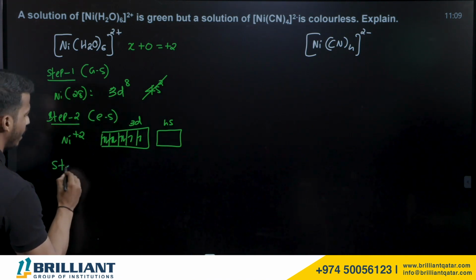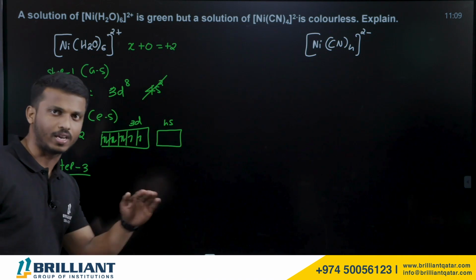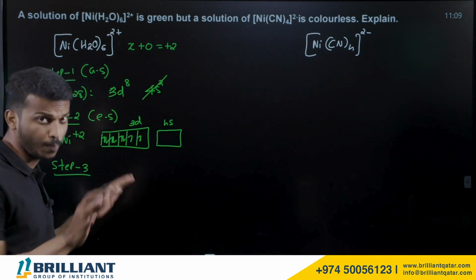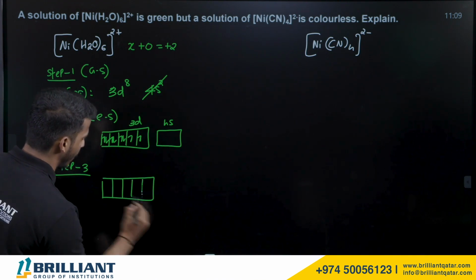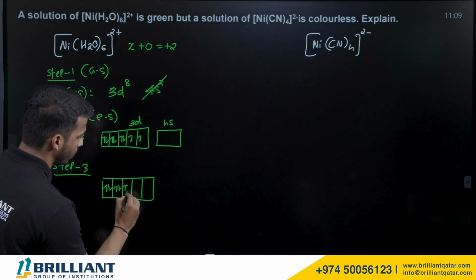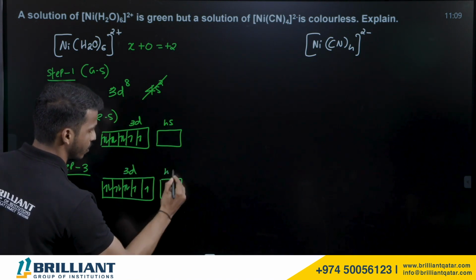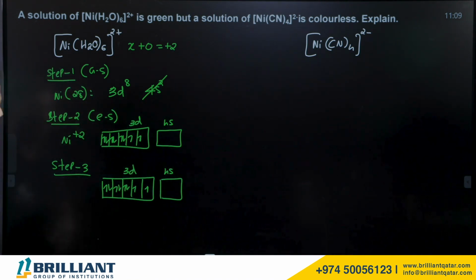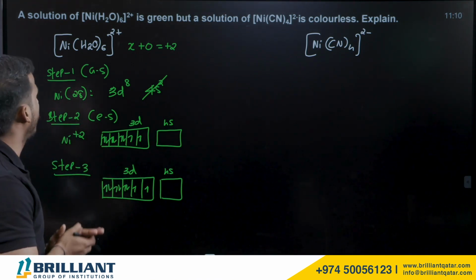Step number 3, identify which ligand is given. Your ligand is water. You know, water is a weak ligand. Aqua is a weak ligand. So no pairing happens. Just write the above step once again. No pairing. Filling of electrons, be careful, 3d and 4s. Now dear all, here we do not need to find the geometry of the molecule.